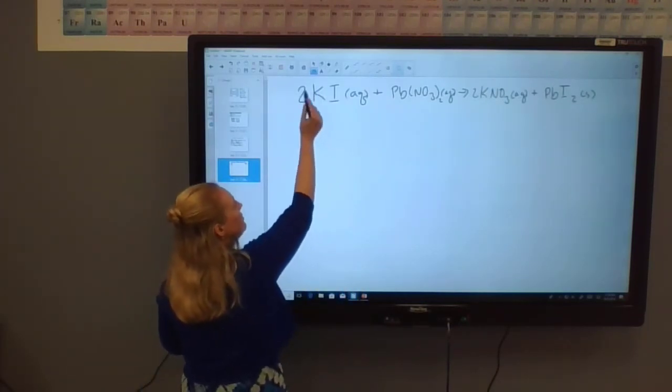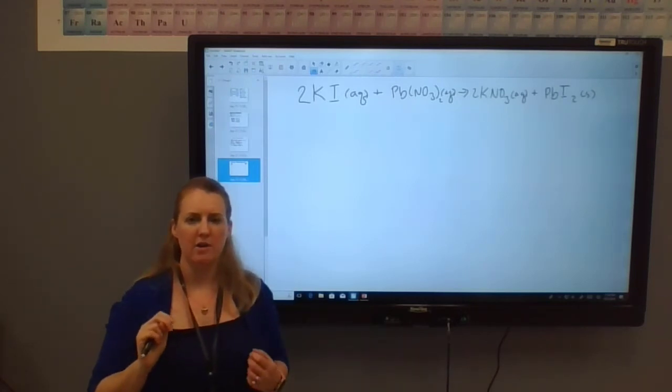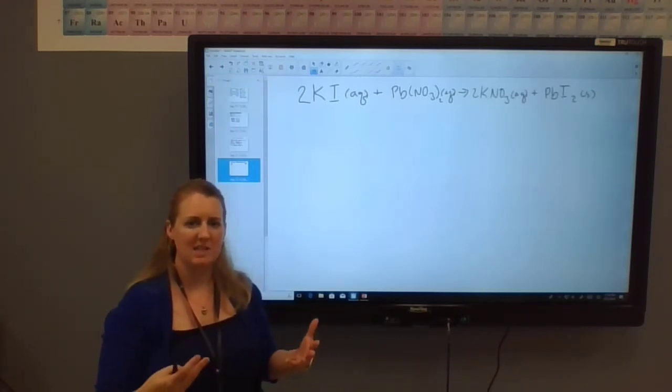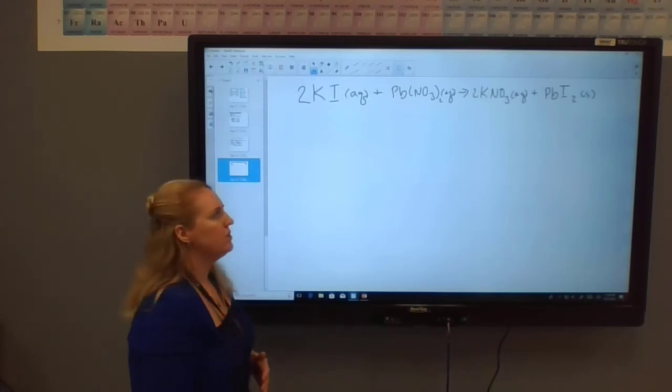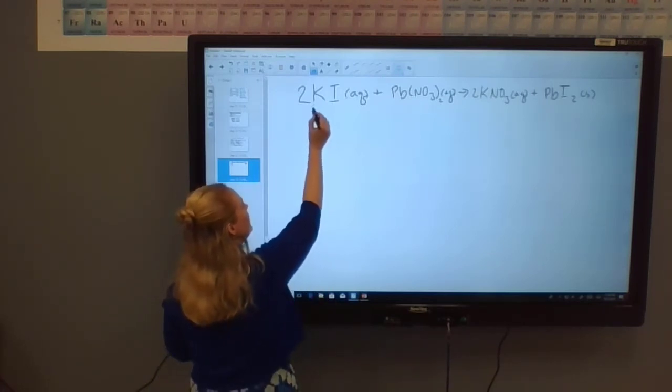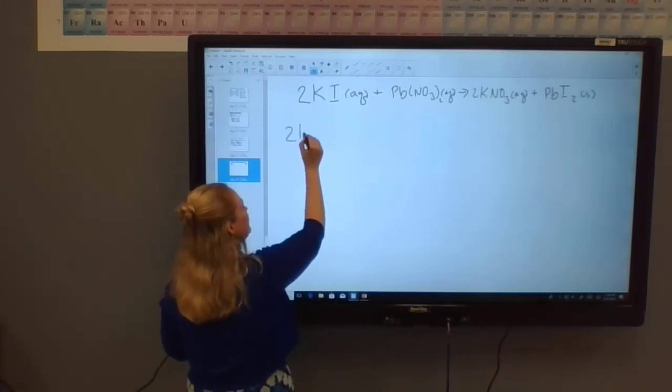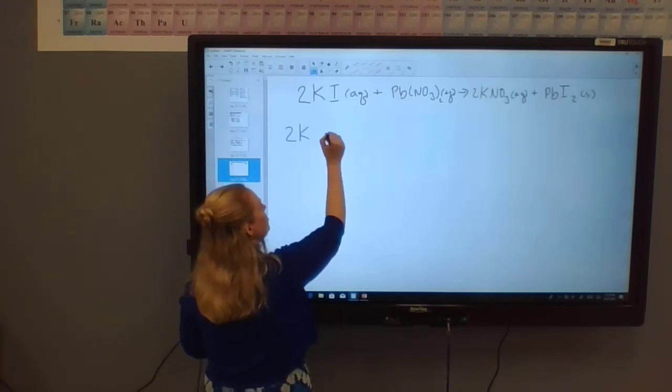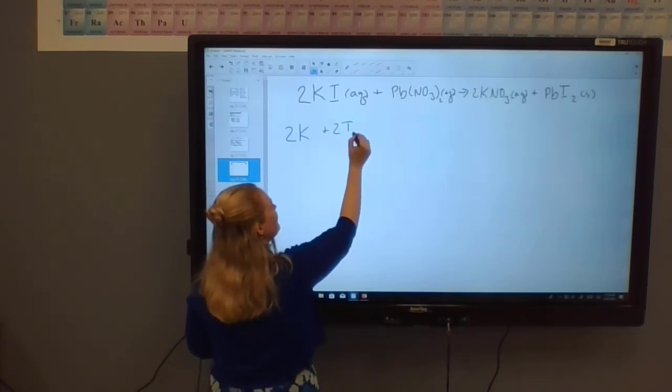So this 2 in front says that I have 2 of the entire compound, 2 potassium iodide compounds. So when I break them apart, that is going to give me 2 potassiums and 2 iodides.